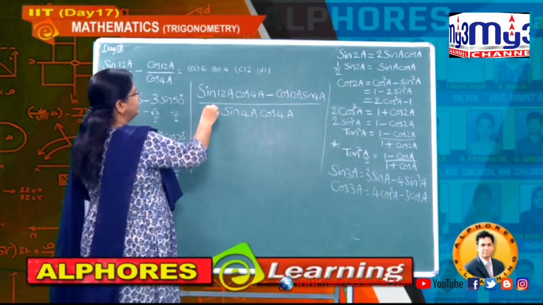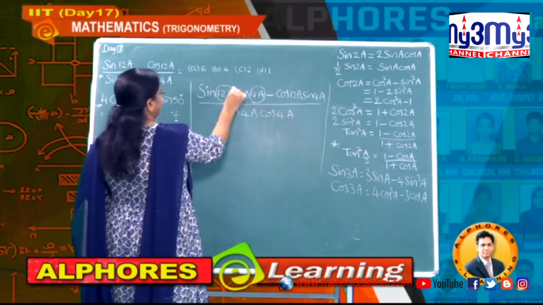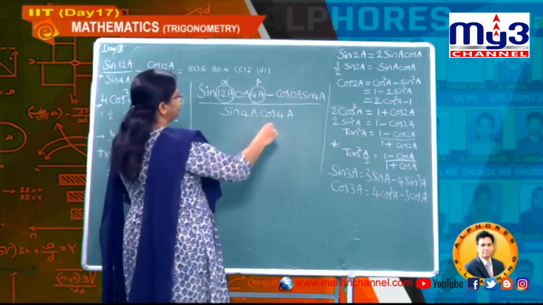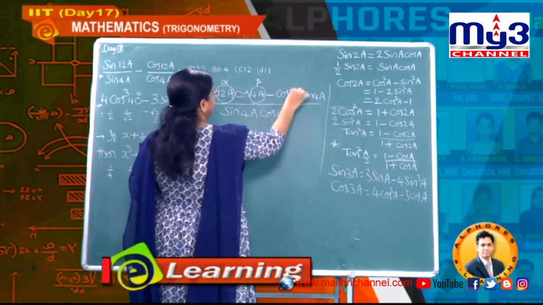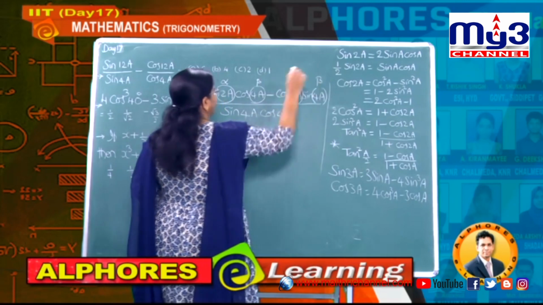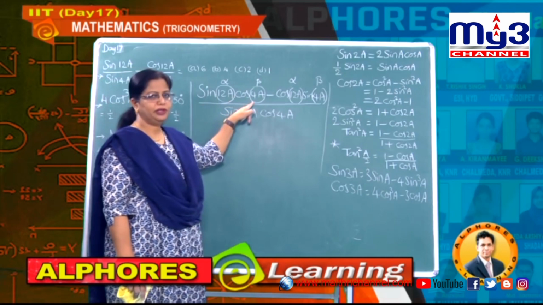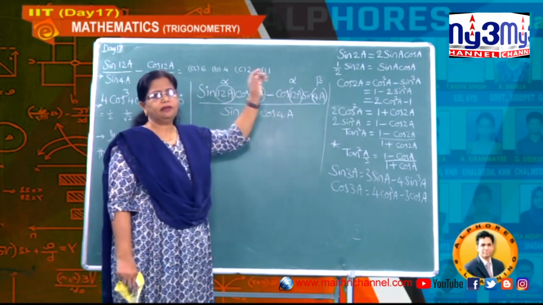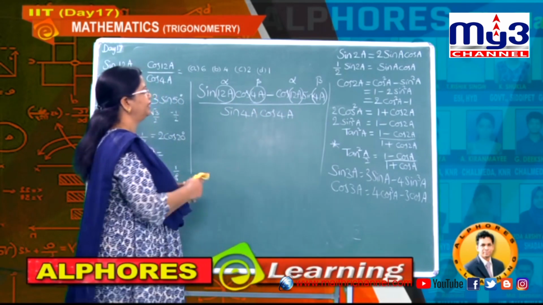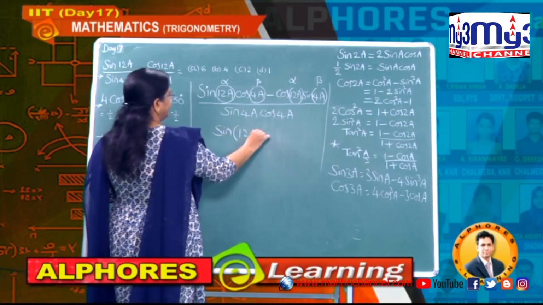Now what is the observation from the numerator? This is 12a and here it is 4a. If this is your alpha and this is your beta, observe that 12a is alpha and 4a is beta. So what are you observing? Sin alpha cos beta minus cos alpha sin beta. From compound angles, this is nothing but sin of alpha minus beta. So let us write the numerator as sin of 12a minus 4a.